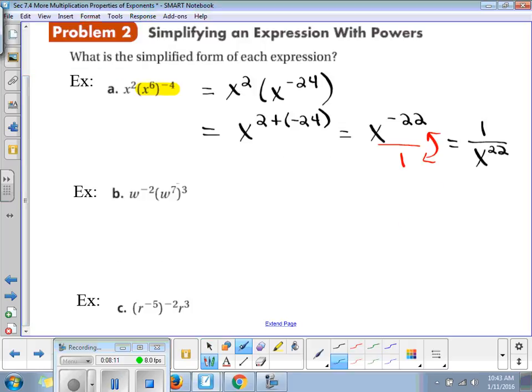So for example B, we have w to the negative 2 times w to the 21st. That's not a negative up there, okay? I'll clear that out. That's 7 times 3. So it's going to be a positive 21. Now here, what do I do when I am multiplying powers? You add the exponents. So we've got w to the negative 2 plus 21. So that's going to be w to the 19. And you're done.